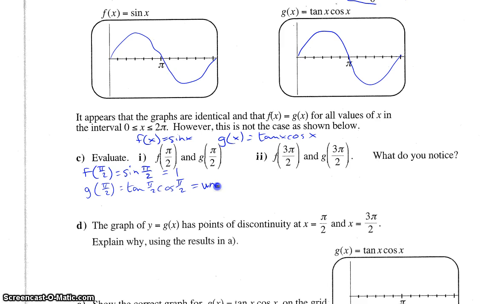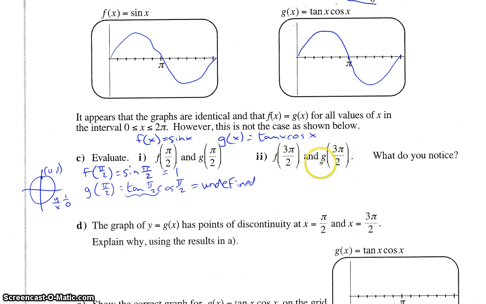So undefined there. If you think about that, up here at pi over 2, coordinates 0, 1, tan is y over x, so we would be going 1 over 0, and you can't divide by 0. So this one in particular is undefined. All right, now let's try this again.